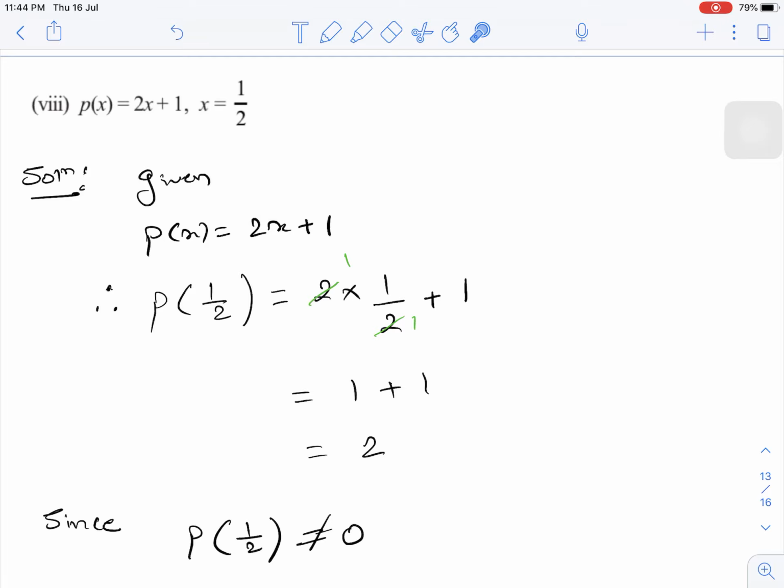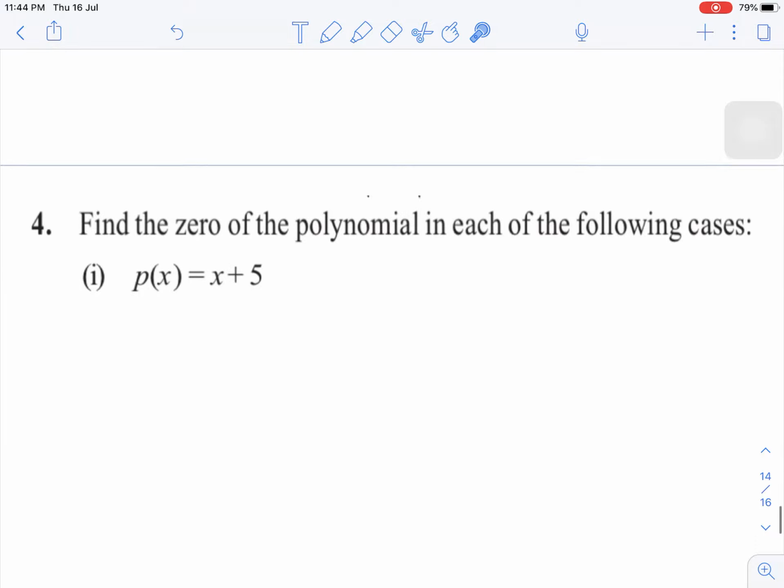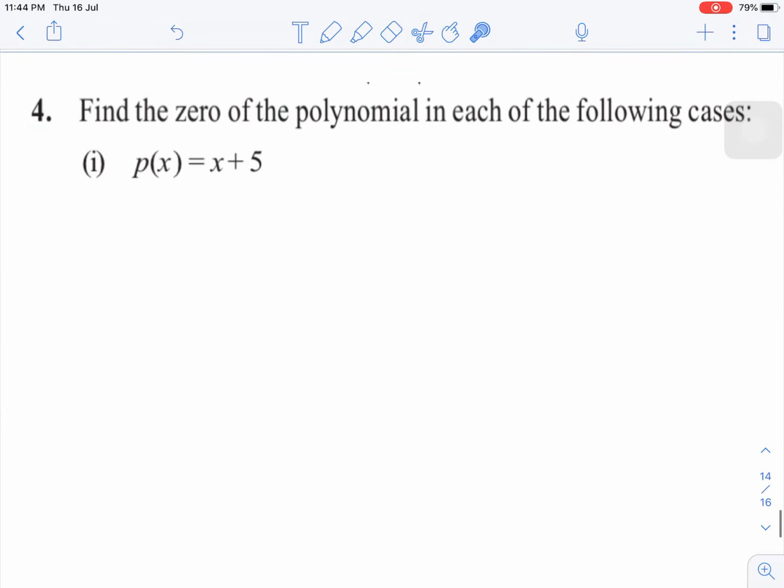Now hope you must have understood up till here. Now let us look at the next type of example. In this question it is given: find the 0 of the polynomial in each of the following cases. We are given a polynomial, we have to find 0 of this polynomial. This is a very simple example, so let us see it. Given p(x) equals x plus 5.